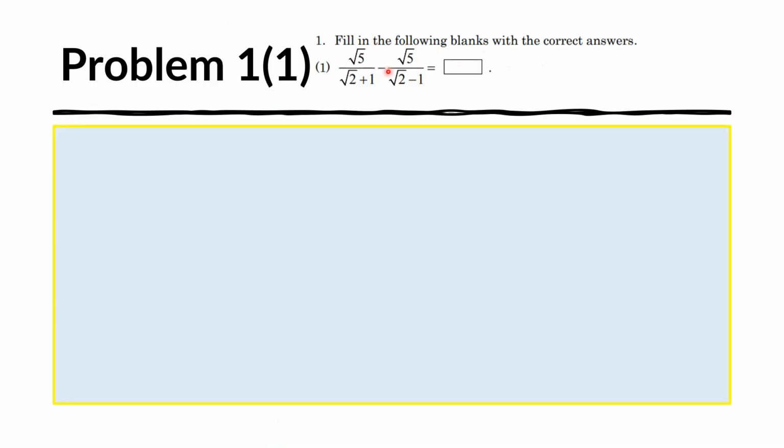This is the first problem. We are asked to simplify this expression. So the first step is to combine the denominators. Here we see a plus, here we see a minus.